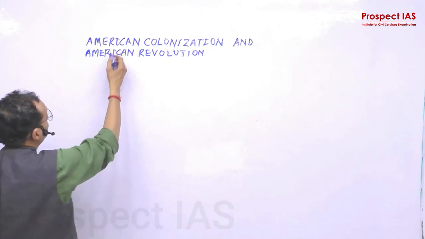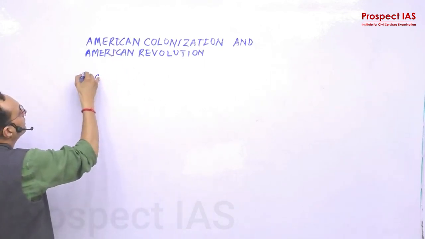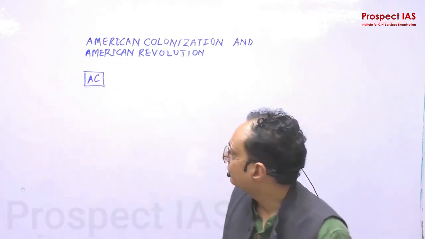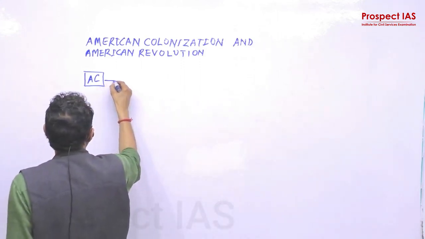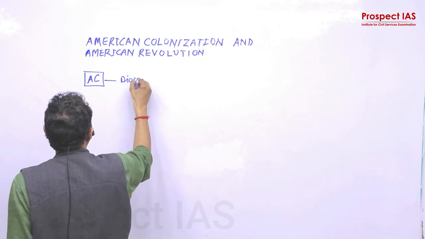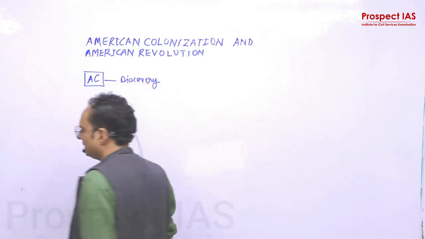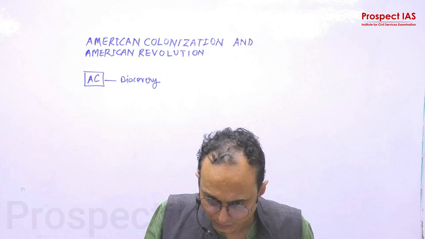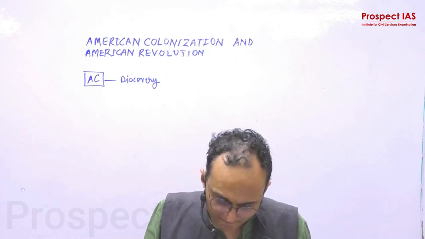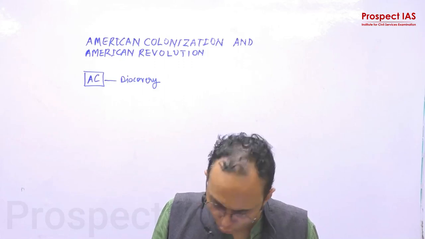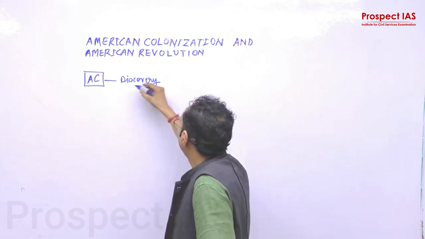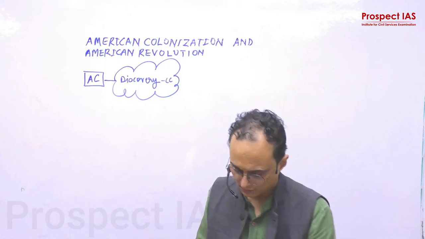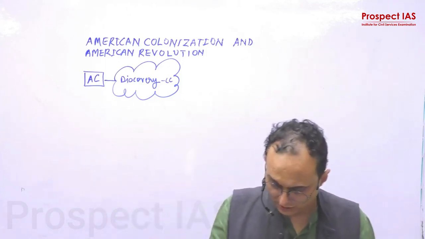So, first part, American colonization. First of all, the discovery of America. Christopher Columbus, we all know, discovered America in 1492. So, discovery of America, Christopher Columbus. He was attributed with this achievement.